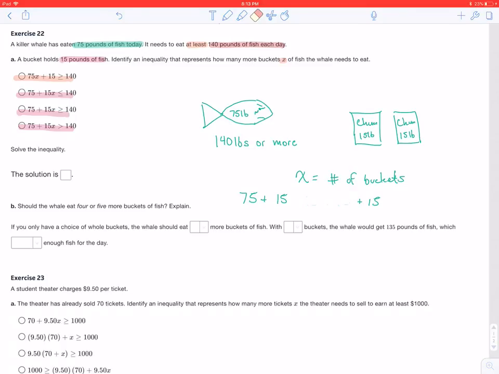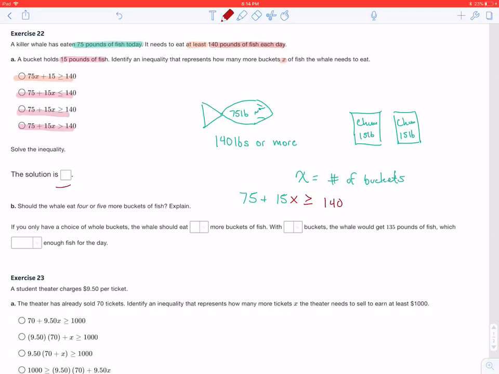But instead of doing 15 plus 15 plus 15, because we're just adding that same number multiple times, we call that multiplication. So 75 pounds of already eaten fish plus 15, that's how many pounds of fish are in a bucket, times the number of buckets, X, has to be either equal to 140 pounds or greater than 140 pounds. So then now I can look back at my four options for inequalities and look for the one that looks similar to the way that we reasoned it out.